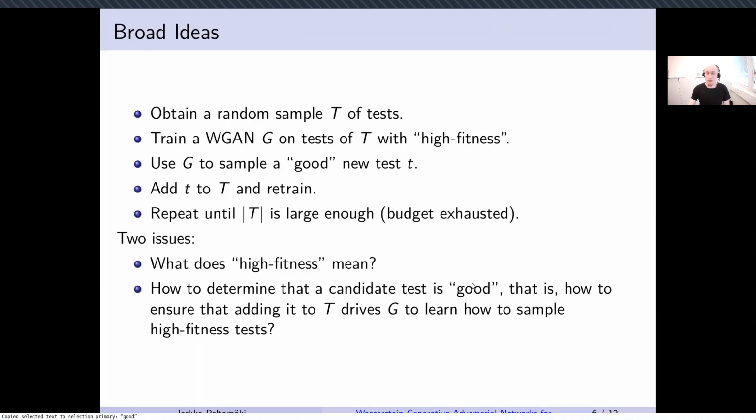What does it mean that a candidate test generated by this generator is good? We just don't want to select arbitrary stuff. We somehow need to drive this G into learning the distribution of high fitness tests. So not everything is good here.